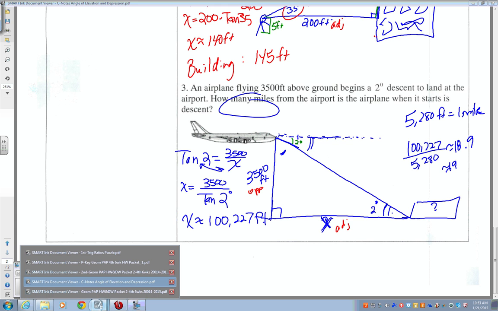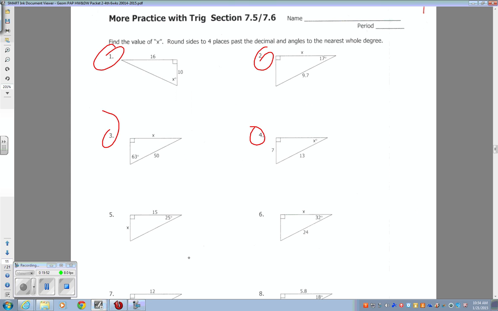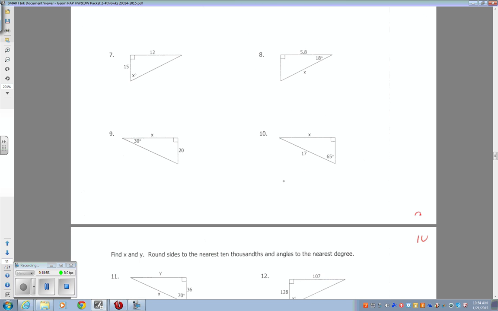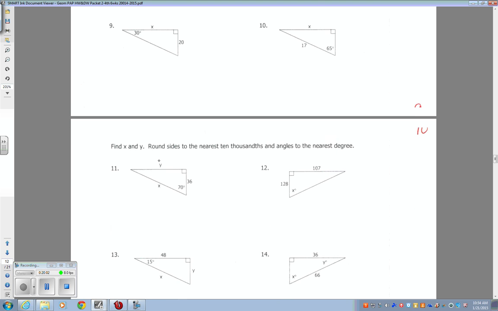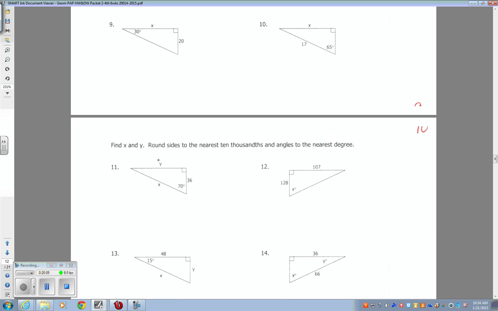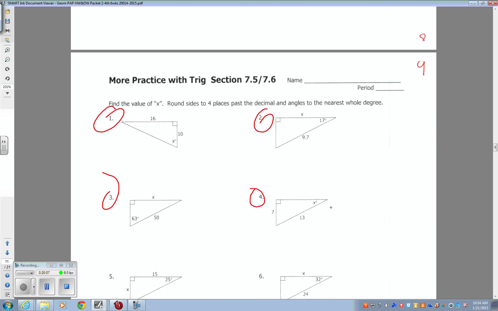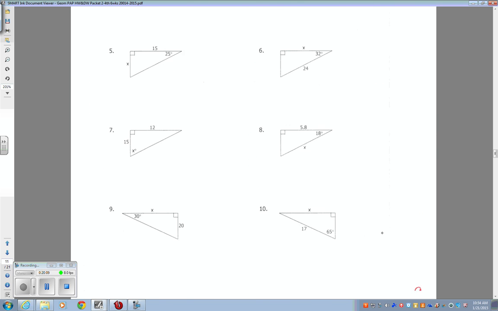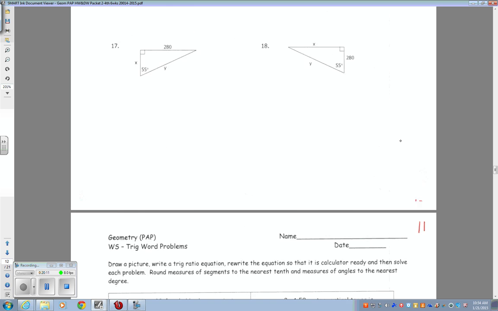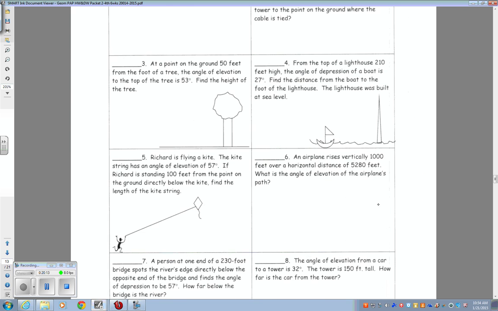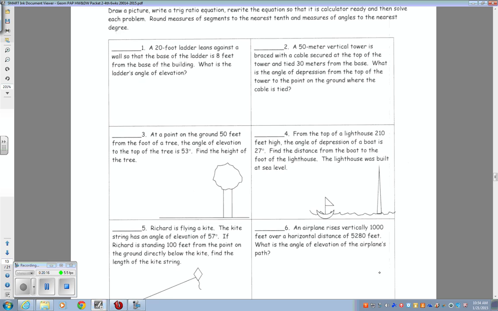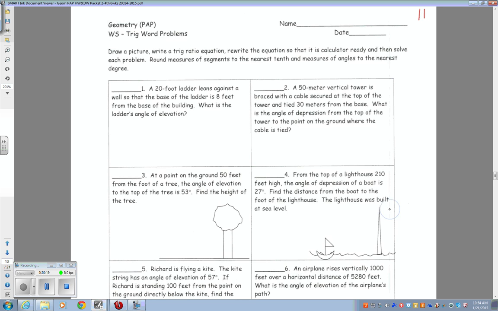I need you to now go to your homework packet. Oh, we already did that. No, so that's what I'm saying. On your homework, that's what we're going to get to. Your homework is pages 9, 10, 11, and 12, even. I want to talk about page 11 first.